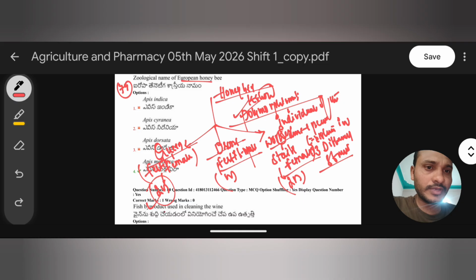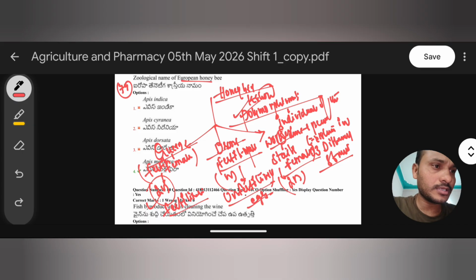Remember, the queen is developed by fertilization of an egg, but very important, the drone is developed from an unfertilized egg. If any organism develops without fertilization, such organisms are called parthenogenetic. So among these three honeybee types, the one that shows parthenogenesis is the drone, the male. Coming to the sterile female, that is the worker, it is developed by fertilization of an egg. Both females develop from fertilized eggs, but the male develops from an unfertilized egg. Such organisms are known as parthenogenetic.